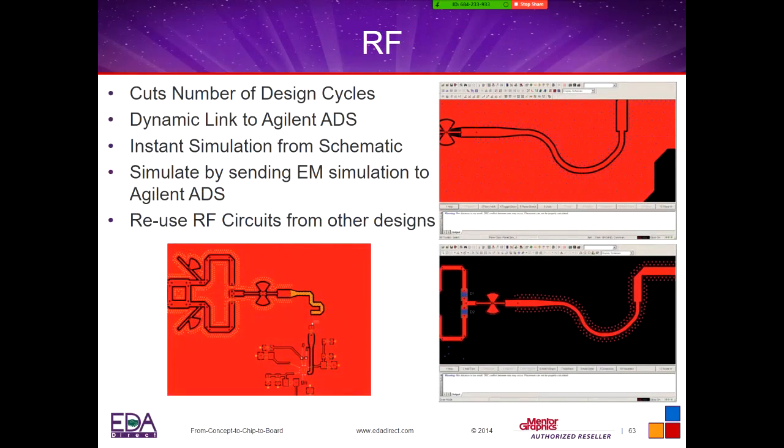We also have RF capabilities. So we're tied to the Agilent ADS or AMS, so we can tie in with those tools to do the simulation. We can reuse RF circuits on different designs, which is really important because once you've completed an RF circuit, you're not going to want to be changing that too much. So we can actually reuse those and bring those in.